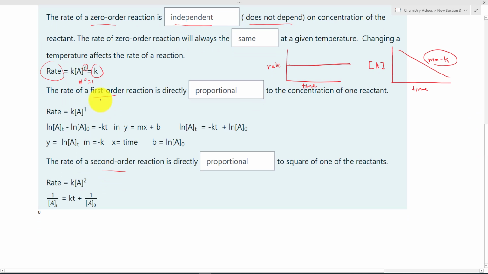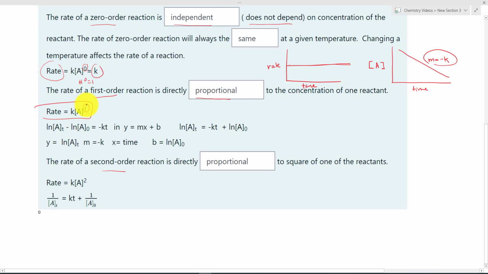Now we have the first order coming up next. In this specific order reaction, the rate is proportional to the concentration of one reactant. And here's the most important part about this, getting a little more factor information. So this is the rate law. You can see here the first order.